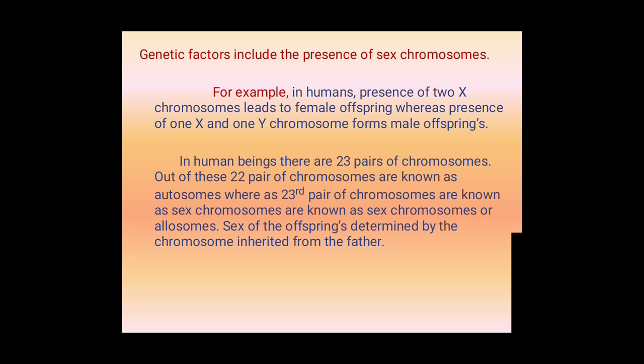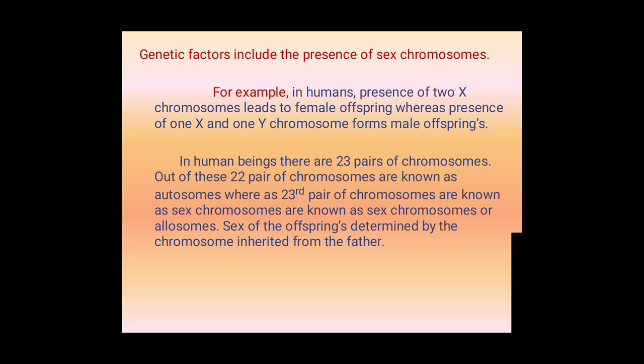In human beings, there are 23 pairs of chromosomes, that means 46 chromosomes. Out of these, 22 pairs of chromosomes are known as autosomes. Here, totally 23 pairs of chromosomes are there. In that, 22 are the autosomes, that means body characters. Those chromosomes refer only to the body characteristics, the body chromosomes, and are called autosomes.